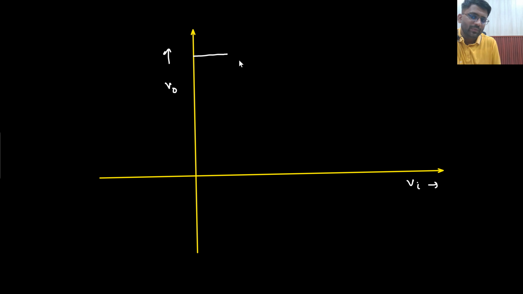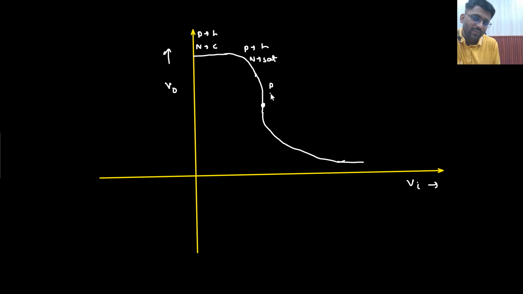Initially, your PMOS will be in the linear region and NMOS will be in the cutoff region till Vin is less than Vt. After that, your NMOS will go into saturation, while PMOS remains in linear. Then there will be one point where both of them come into saturation, and after that the switching characteristics will change. So initially PMOS was in linear and NMOS in cutoff, then NMOS came into saturation, PMOS remained in linear, then both came into saturation.